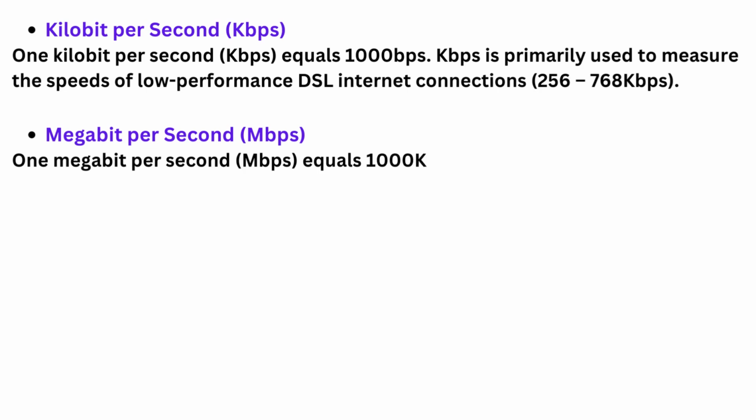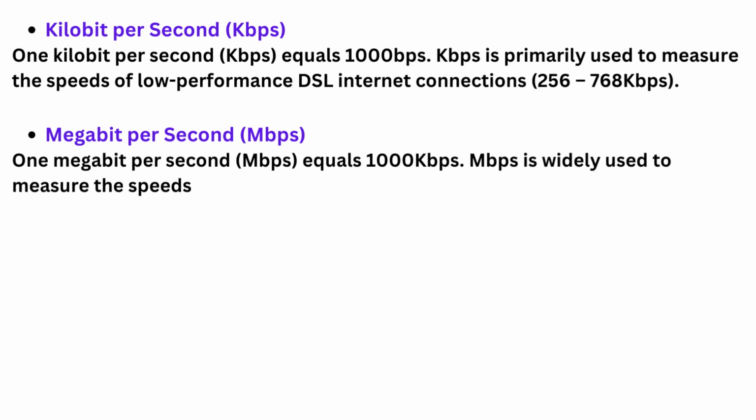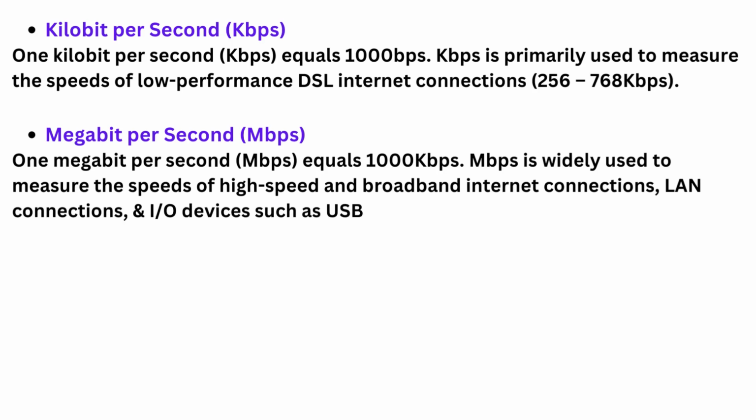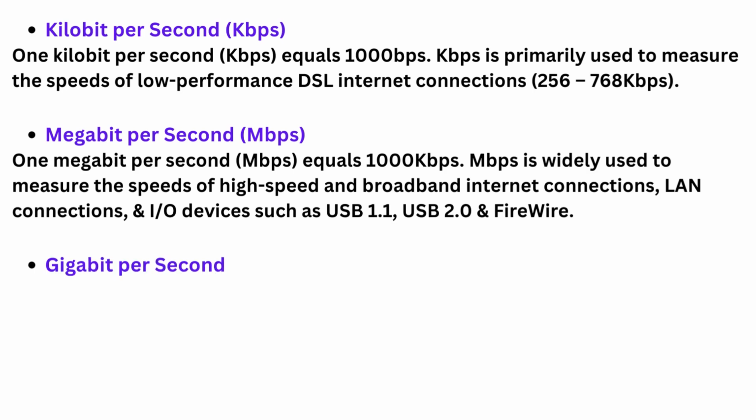Megabit per second, Mbps. 1 megabit per second equals 1000 kbps. Mbps is widely used to measure the speeds of high-speed and broadband internet connections, LAN connections, and I/O devices such as USB 1.1, USB 2.0 and FireWire.